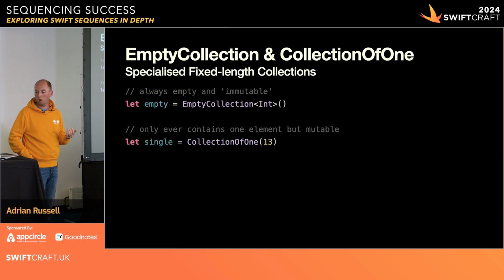There are a couple of specialized types as well that are just handy to know about. So we've got the concept of an empty collection, which is always empty and immutable, and a collection of 1, which is always going to contain 1 element. They are both handy in situations for optimization and also clarity. So if you have code that needs to take in a sequence, but you always want that content to be empty, rather than just generating an empty array, which is going to allocate memory, if you pass in an empty collection, it's not going to actually allocate things.